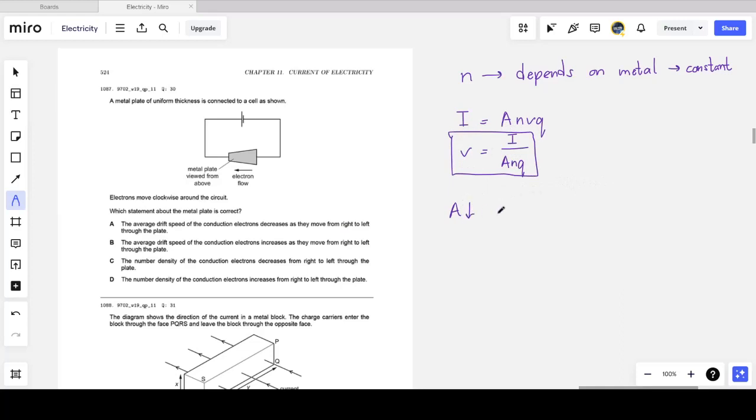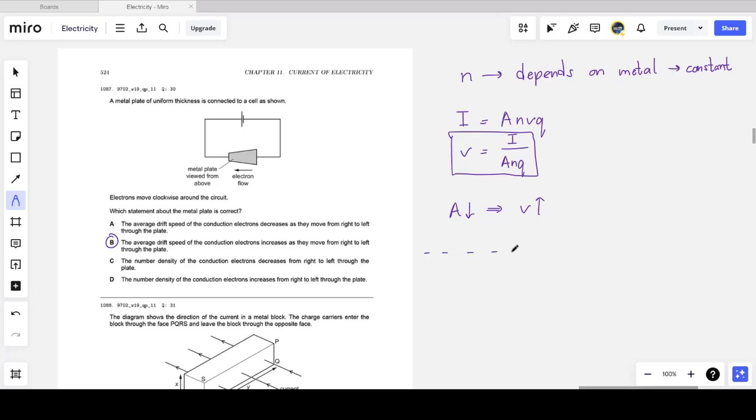So if the area decreases, this means that the drift speed must increase. Everything else is remaining constant. So for the area to decrease, the drift speed must increase. And that will make sure, again, like I said before, that the current remains constant. As long as I have the same potential difference, I will keep the current constant. And so this corresponds to option B. The average drift speed of the conduction electrons increases as they move from right to left, where area goes from big to small, meaning area decreases and the drift speed increases.